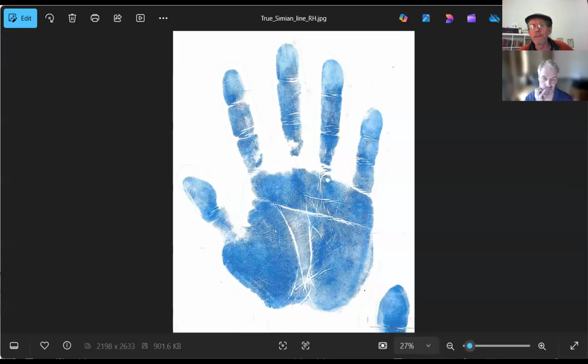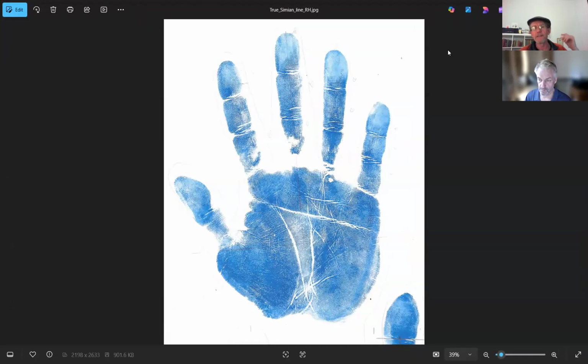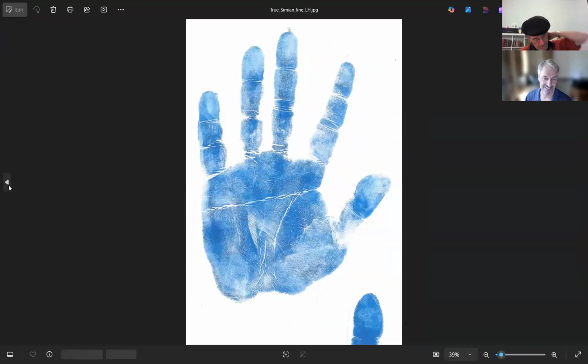So let's start with this because this is a particularly classic, the perfect kind of Simian line. This handprint and the other handprint that goes with it, which is that one. So if you take the Simian line in its purest form, that's what it looks like. There is no other lineation on the hand. There is just the earth line and then the fusion of the air and water lines into one line across the hand.